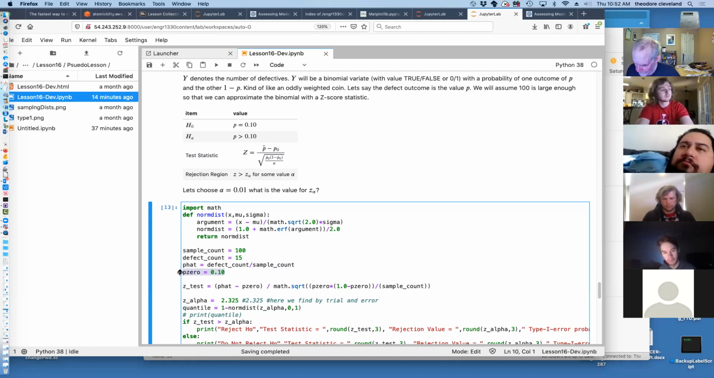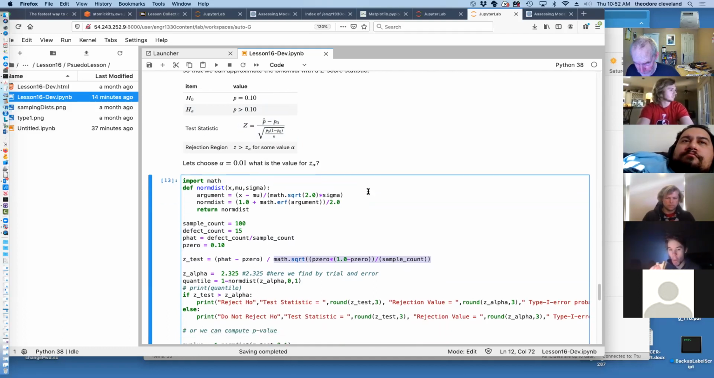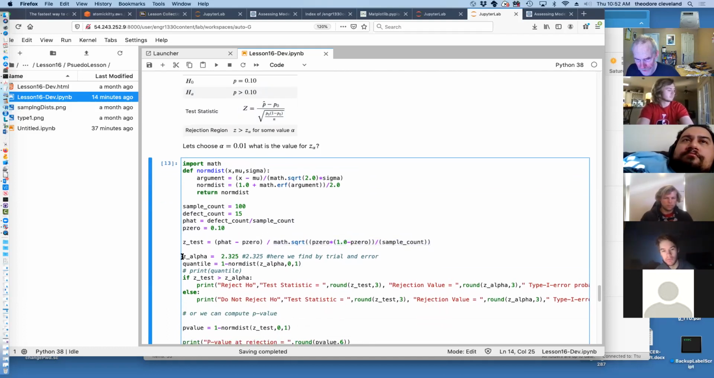Our target defect rate is called p0. It's 10%. And our z test statistic is p hat minus p0 divided by the square root of p0 times 1 minus p0 divided by sample count. So our test statistic is that formula right there. And our z alpha is 2.325.